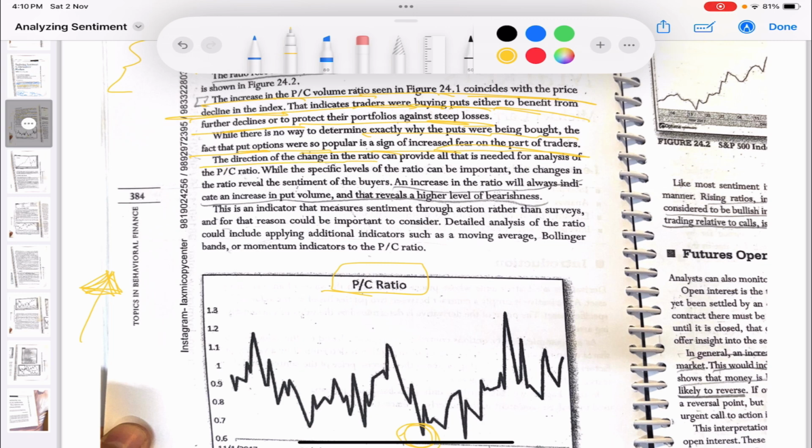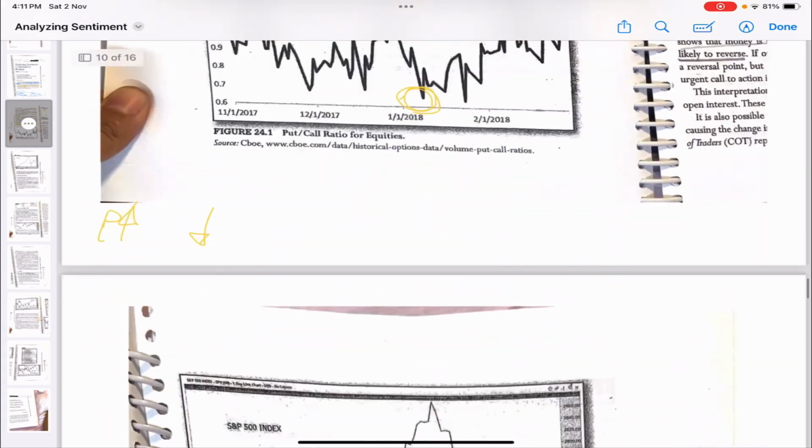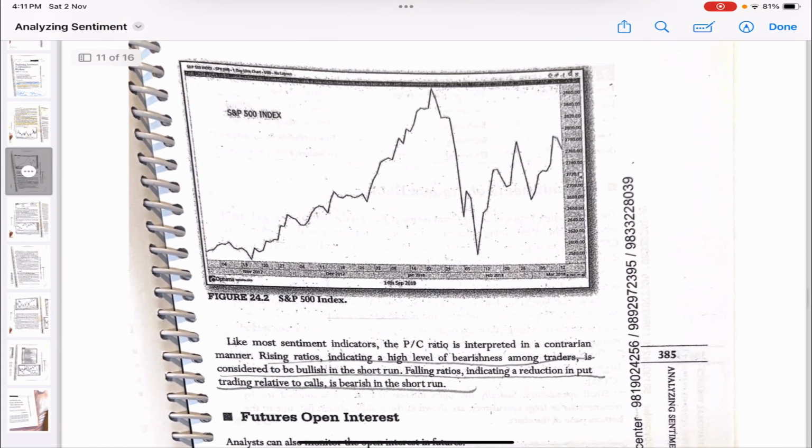The direction of the change in the ratio can provide all that is needed for analysis of the PC ratio. While the specific levels of the ratio can be important, the changes in the ratio reveal the sentiment of the buyers. An increase in the PC ratio will always indicate an increase in put volume, and that reflects a higher level of bearishness. This is an indicator that measures sentiment through action rather than surveys, and for that reason, it could be important to consider. Detailed analysis of the ratio could include applying additional indicators such as moving averages, Bollinger Bands, etc. Obviously, combining the PC ratio with other sorts of indicators is useful.